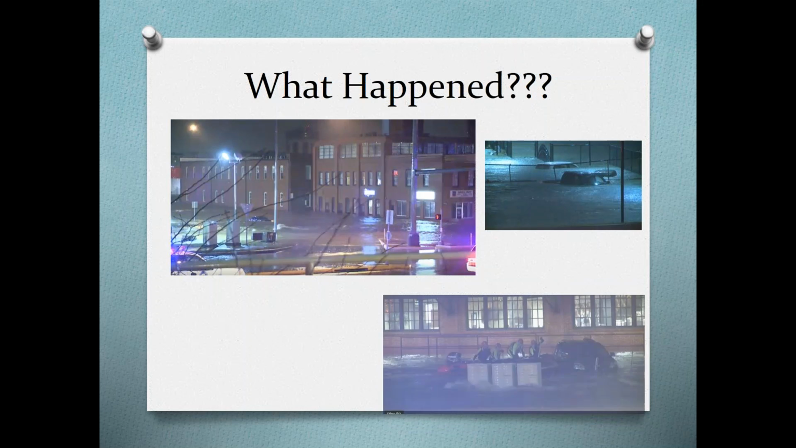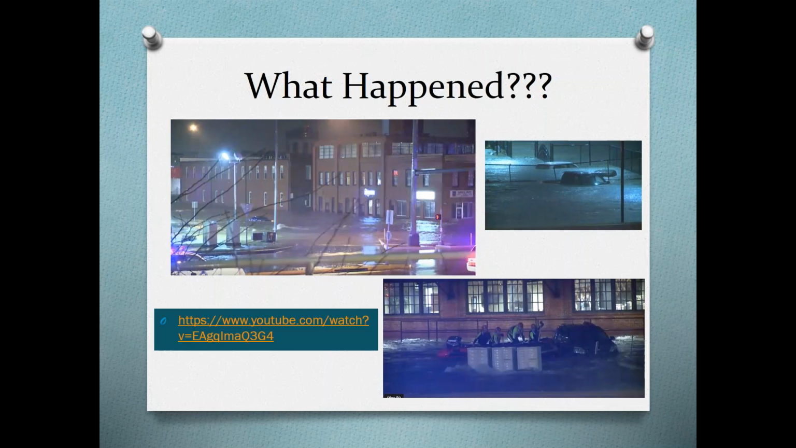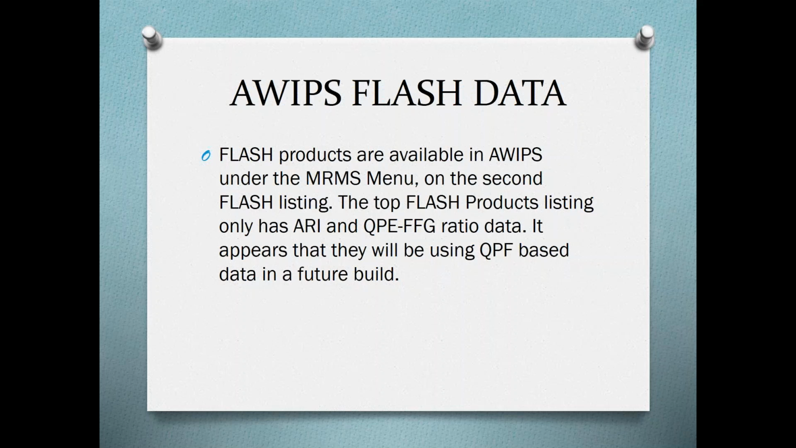And I think using this tool is kind of a heads up to, hey, you may have a big problem here, even in a very small area, and being such a small area might catch you off guard. So again, the flash products are available in AWIPS, and it's a little tricky. We go through the MRMS menu, but there are actually 2 flash options. You need to pick the second one.